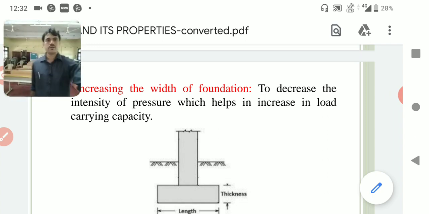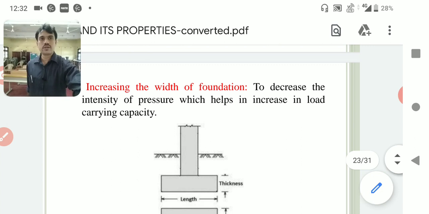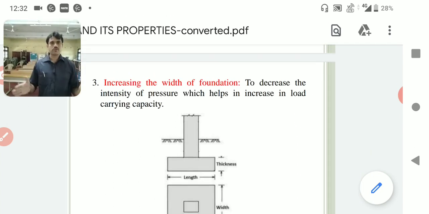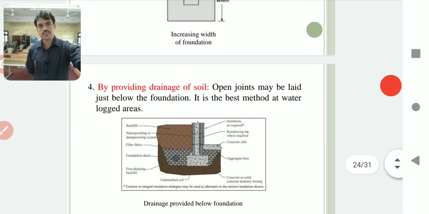Right. So I hope you people understood that. By increasing the width, we are increasing the area. So the area is in the denominator, and stress is force divided by area. When we increase the denominator, definitely the value gets reduced. So this was the concept. The first one is by compaction, the second point is by increasing the depth, and the third one is by increasing the width of the foundation.